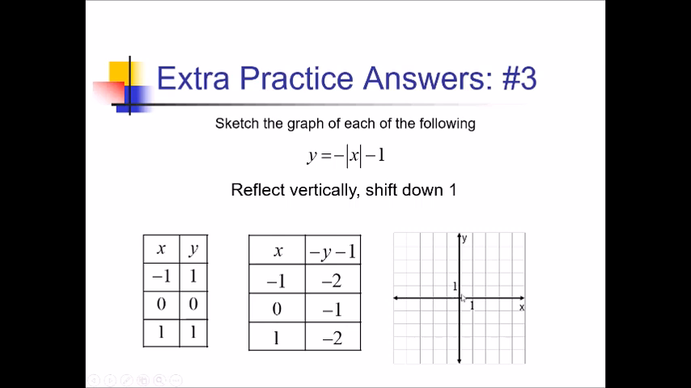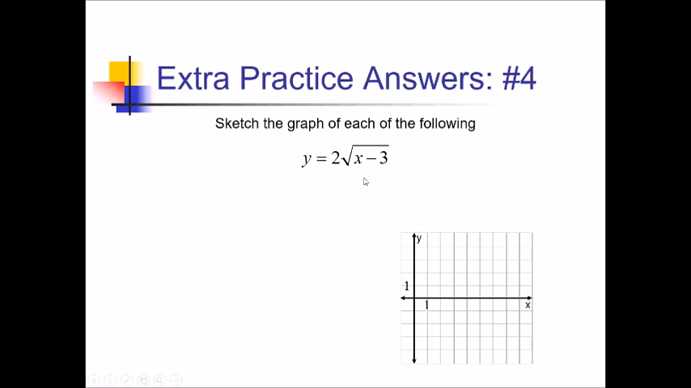Graphing these out, we've got a negative 1 comma negative 2 down here, 0 negative 1, and finally 1 comma negative 2. And I'll just draw my absolute value accordingly, and there we are.